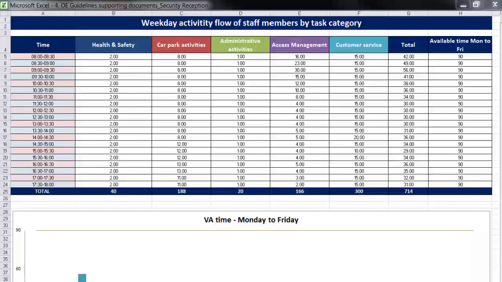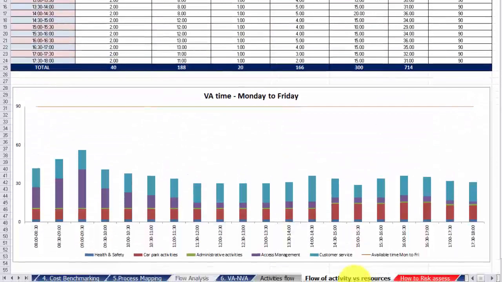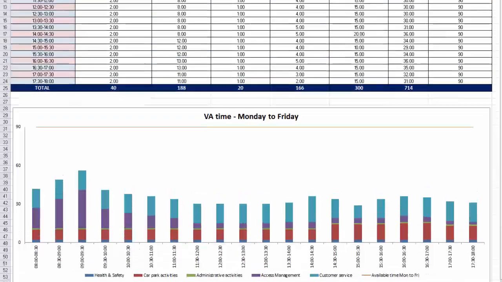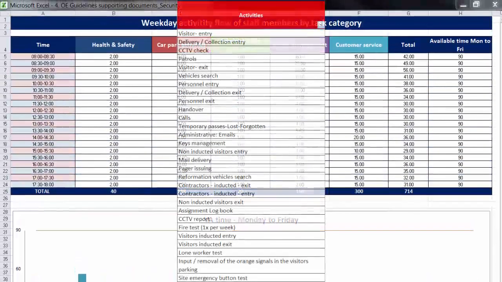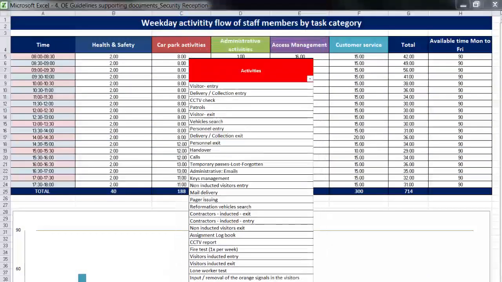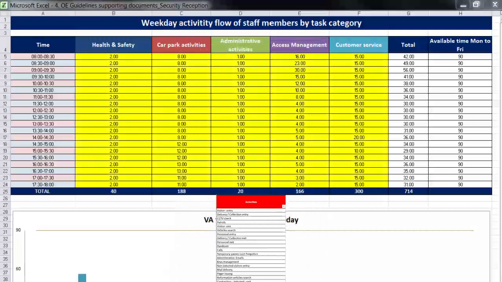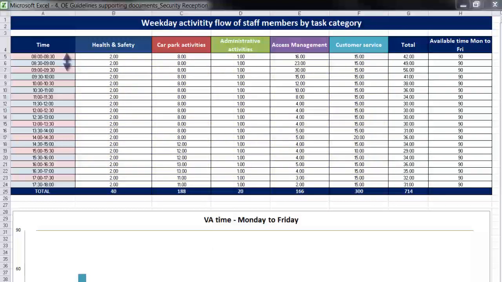The goal is to create a table such as this one, and then have a graph which shows the flow of activity of our security employees throughout the week, on average, in comparison with the total available time, so we can visually identify where our resources are needed the most or where they aren't needed at all. Firstly, group all of the tasks from the NVA analysis table into different categories, such as health and safety activities, car park activities, administrative activities, etc. And then work out how long is spent carrying out those tasks at half-hour intervals, or 15 minutes ideally.